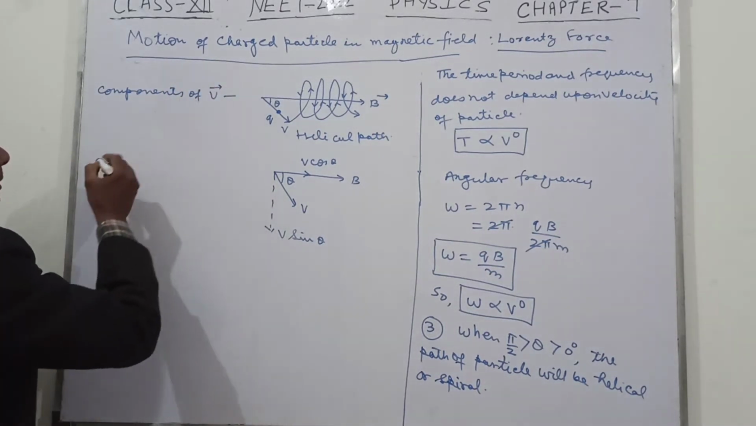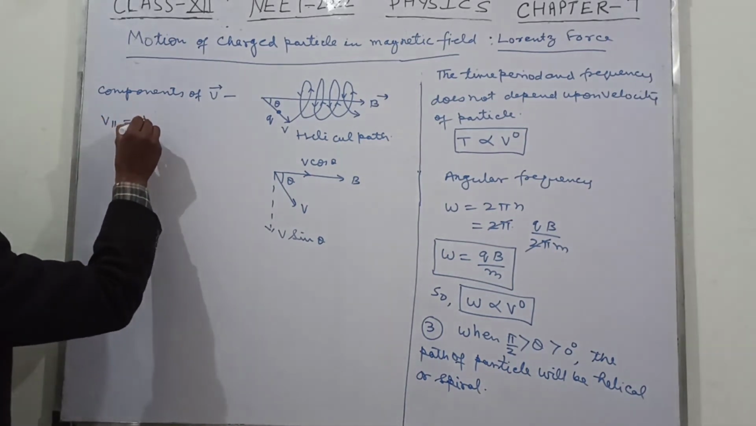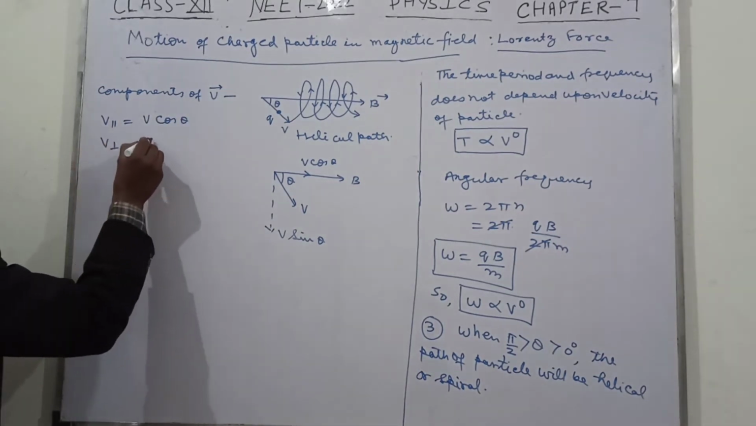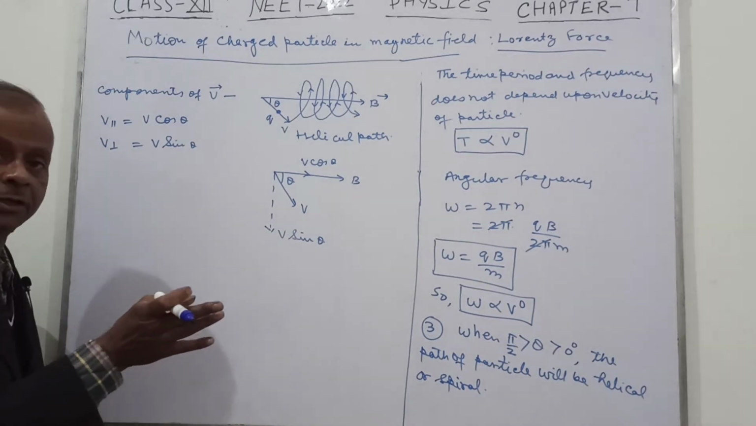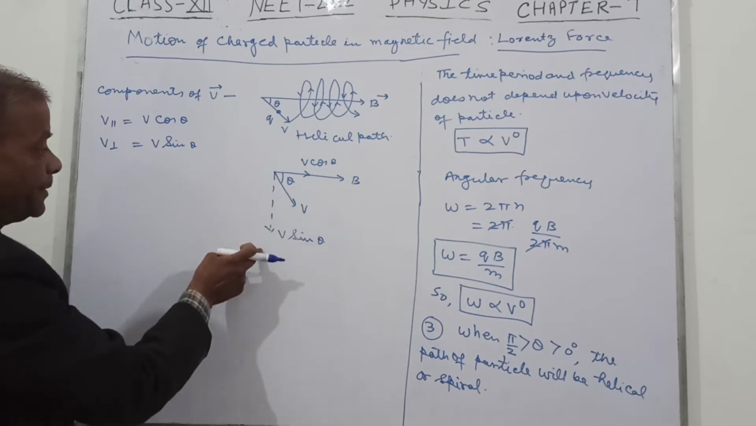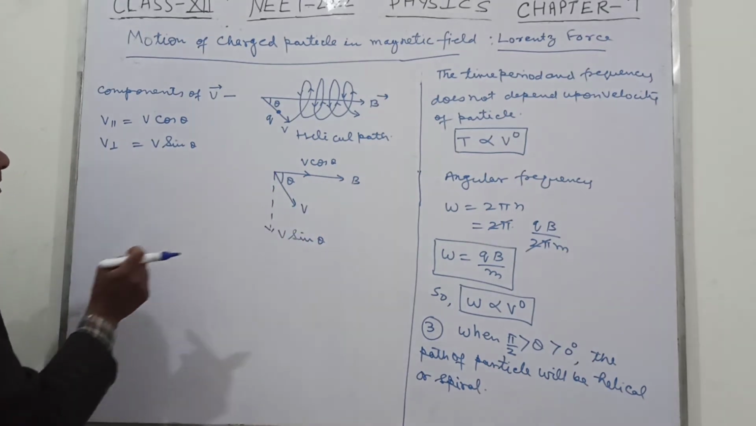This is V parallel, which is equal to V cos theta. And this is V perpendicular, which is V sin theta. So V parallel is the component parallel to the magnetic field, and perpendicular means the component perpendicular to the magnetic field. This is your V sin theta.